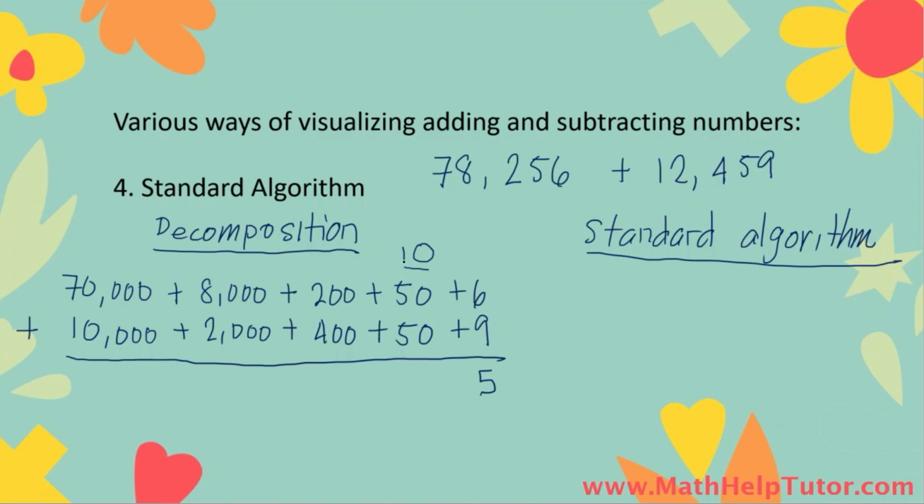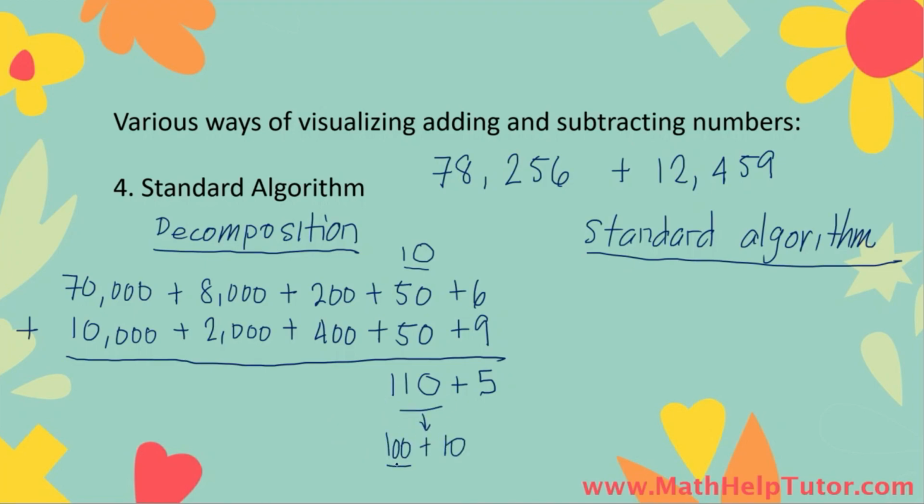So 50 plus 50 plus 10 gives us 110. But again, this is not possible because the maximum value that the tens place can have is 90. And we cannot have a value of 110 in our tens place. The only values allowed here would be from 0 to 90, or the only digits allowed would be from 0 to 9. So what we do with the excess is to transfer the excess and carry it over to the hundreds place. So 110 is actually 100 plus 10.